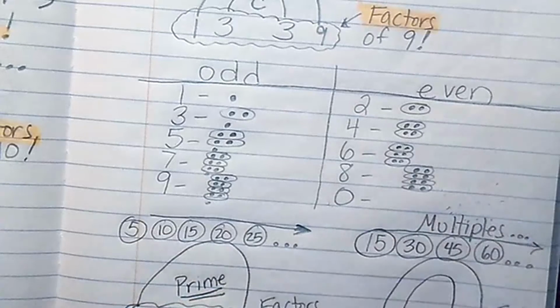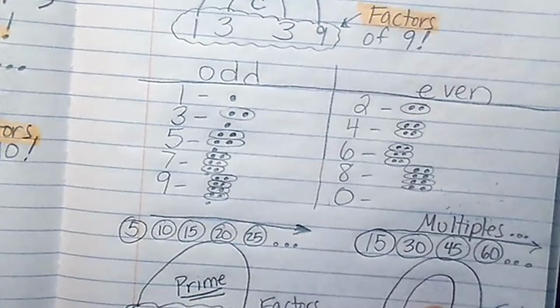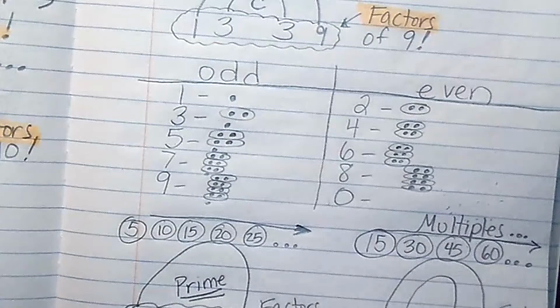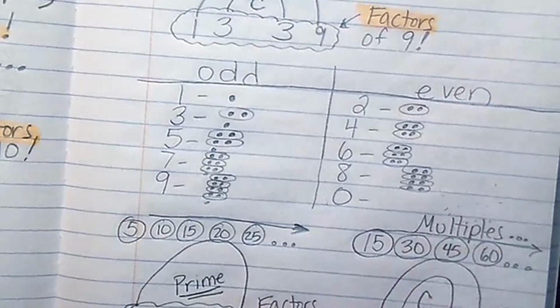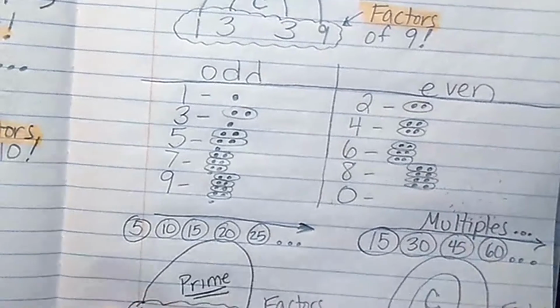Now, what letter should I put in here? Is this a prime number, meaning it only has one stripe, or is this a composite number, meaning it has 2 stripes or more? I'm going to put a C. This number is composite. There are more factors than just 1 times itself.